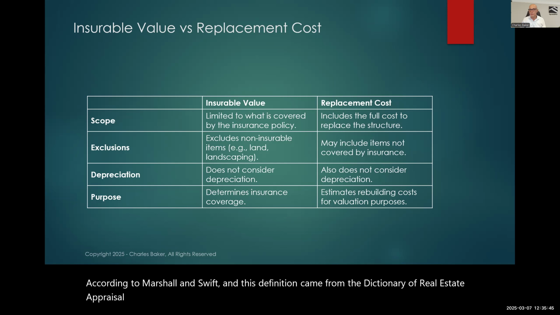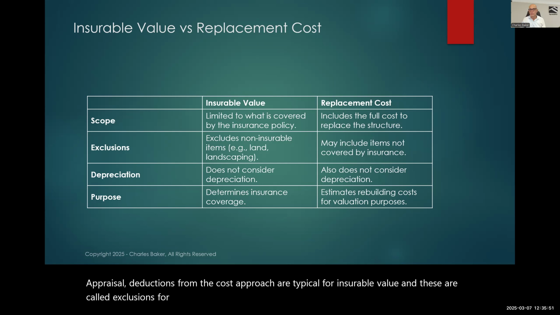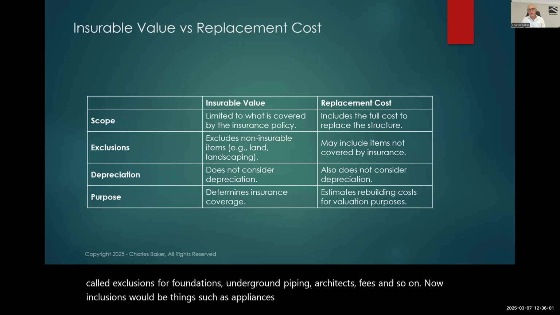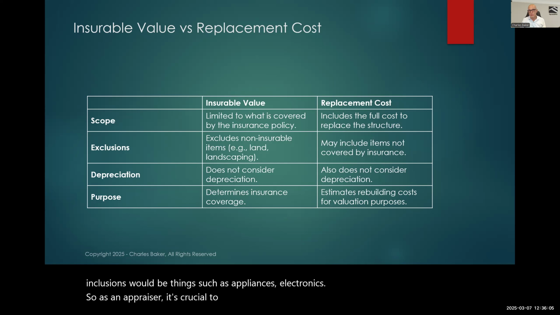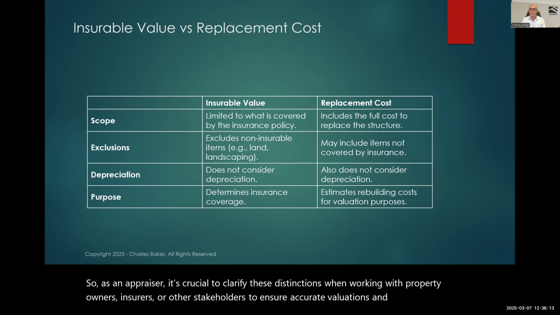Deductions from the cost approach are typical for insurable value, and these are called exclusions for foundations, underground piping, architect's fees, and so on. Now, inclusions would be things such as appliances, electronics. So, as an appraiser, it's crucial to clarify these distinctions when working with property owners, insurers, or other stakeholders to ensure accurate valuations and appropriate coverage.